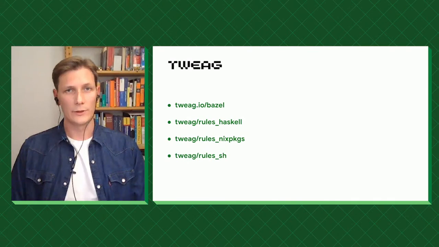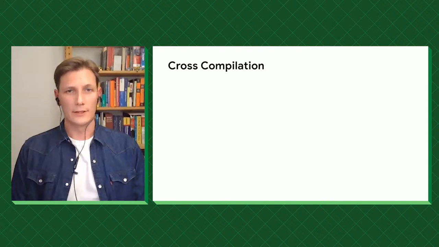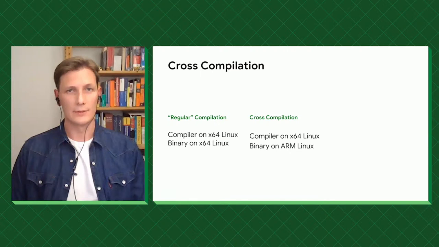Let's talk about cross-compilation. First of all, what do we mean by it? Let's start with regular compilation. Say, for example, your compiler runs on x86 Linux. It will produce code that runs on that same platform, x86 Linux. Cross-compilation means the compiler produces code that runs on a different platform, for example, ARM Linux. It could also be a different OS, perhaps iOS, or an embedded device. This is particularly useful if your target platform is not powerful enough for compilation.